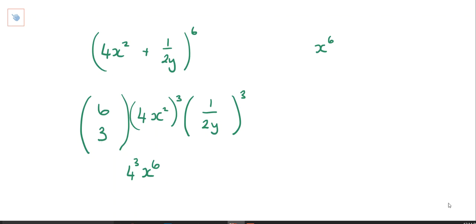So let's just do it bit by bit then. So we've got the 4 cubed. Well, that's 64x to the power of 6 again. So that's that bit done. What's the 6-3 bit? Let's just do that next.